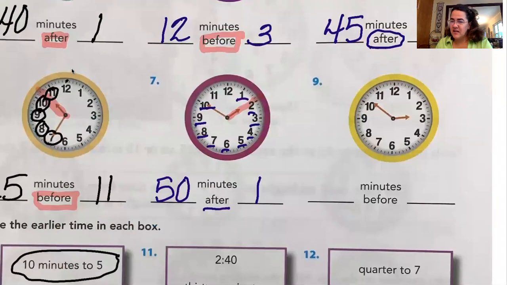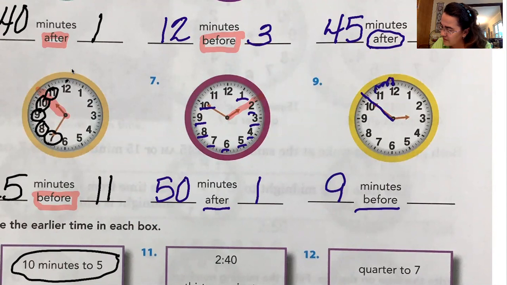Looking at the next clock, I have how many minutes before the next hour? Well, looking at my minute hand, pointing like right in here. So I have 9 minutes before, because remember it says before, so we have to count back from the 12. 1, 2, 3, 4, 5, 6, 7, 8, 9. 9 minutes before, what's our hour, second graders? It's between the 2 and the 3, so it's before 3 o'clock. 9 minutes before 3. Awesome.